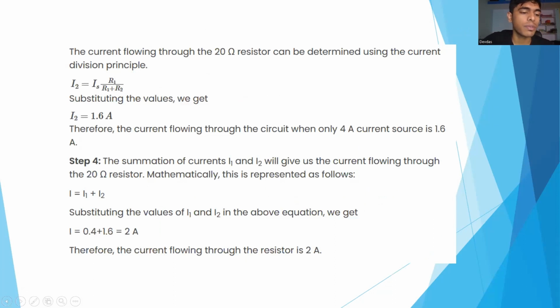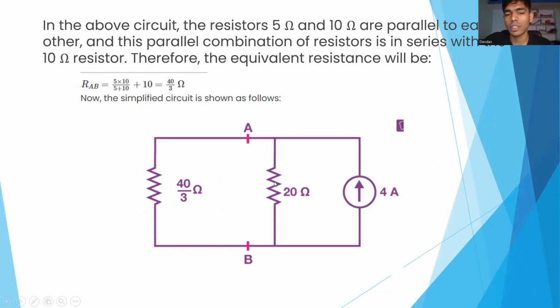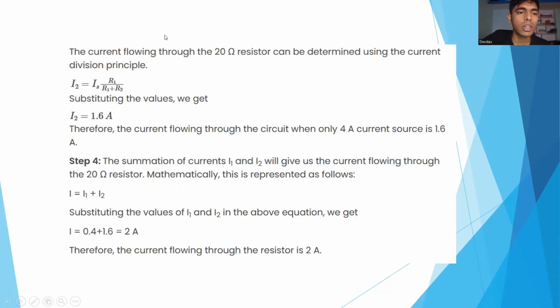Sorry, we have used the current division law over here. You can see this is the formula of the current division law: I is equal to I_S times R1 by R1 plus R2. So we get I2 as 1.6.